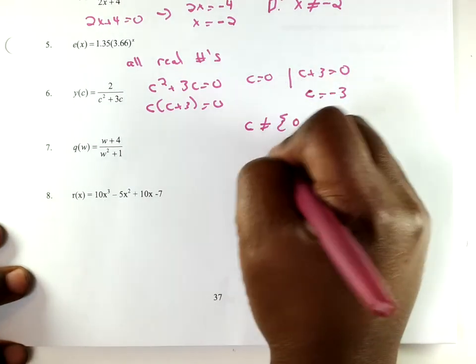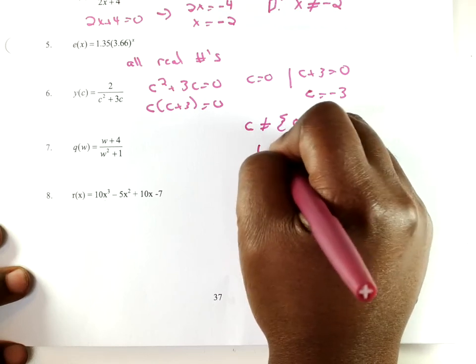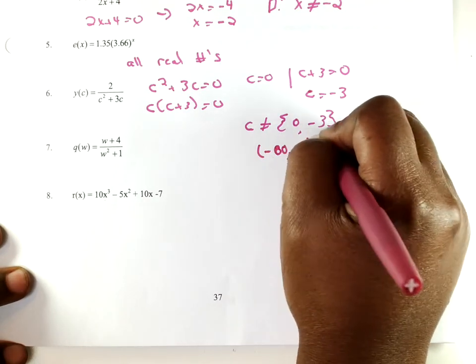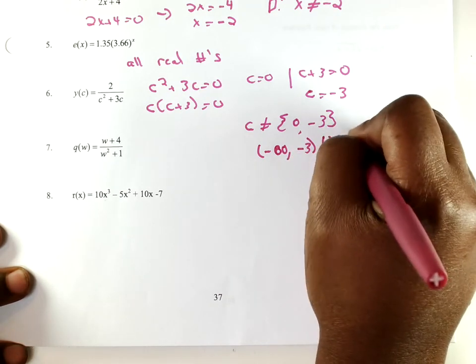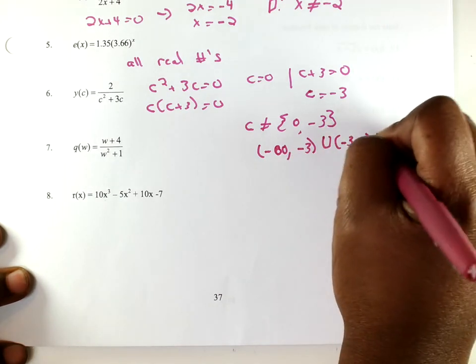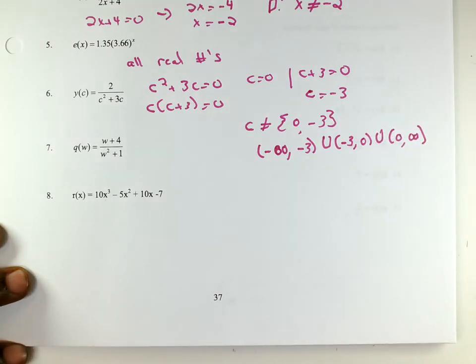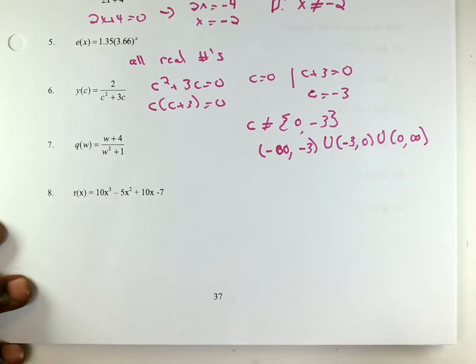In interval notation, it would go from negative infinity to negative 3, and then we'd have to skip over that, and then negative 3 to 0, then we have to skip over that, and then 0 to positive infinity. So that's a lot longer to write out, but that's what it looks like in interval notation.